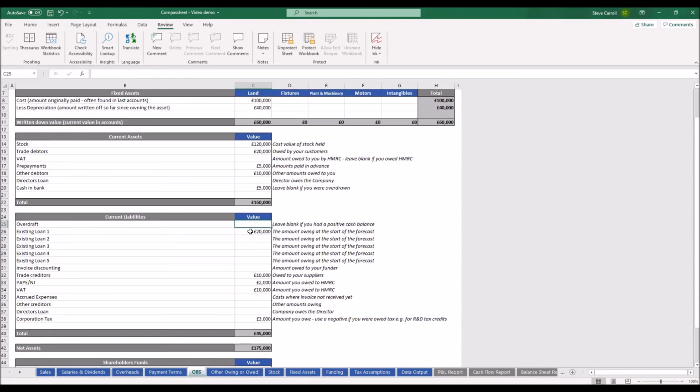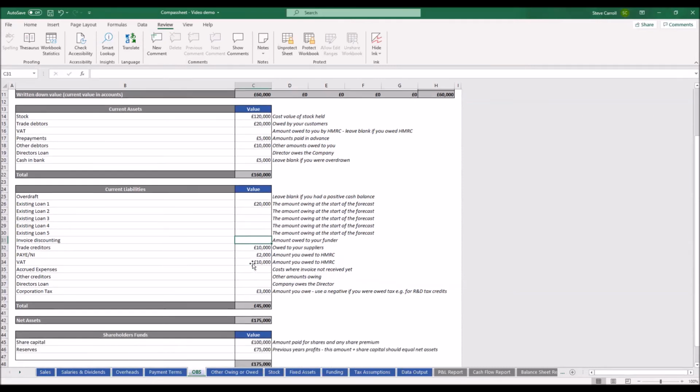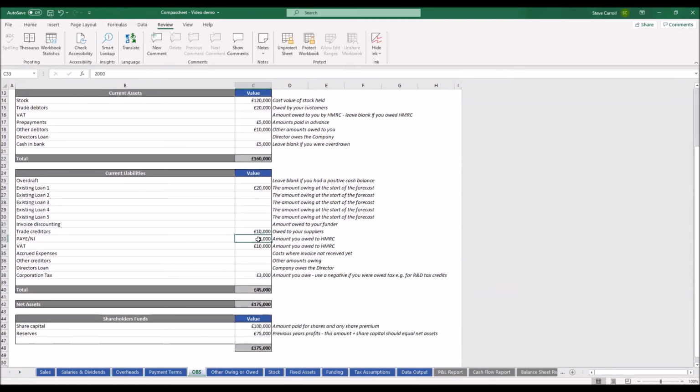Existing loans, the facility to put up to 5 existing loans in there. This is the amount owing at the beginning. Invoice discounting, if you use that, that's the amount owed to the invoice discounter. With any of these boxes, if there isn't anything, just leave it blank. Pay as you earn and NI. You could log on to your HMRC gateway, have a look at that. Same with the VAT.